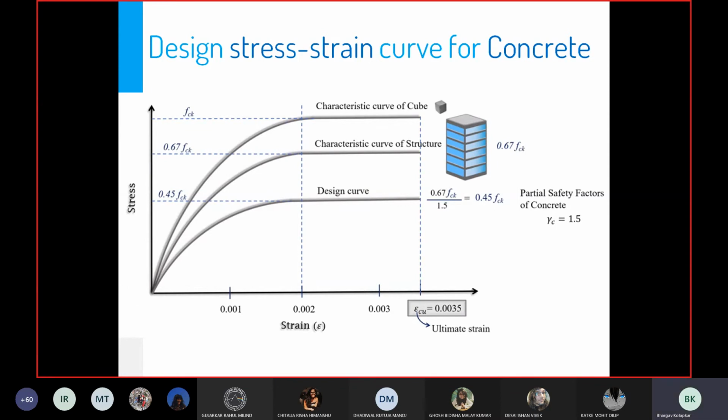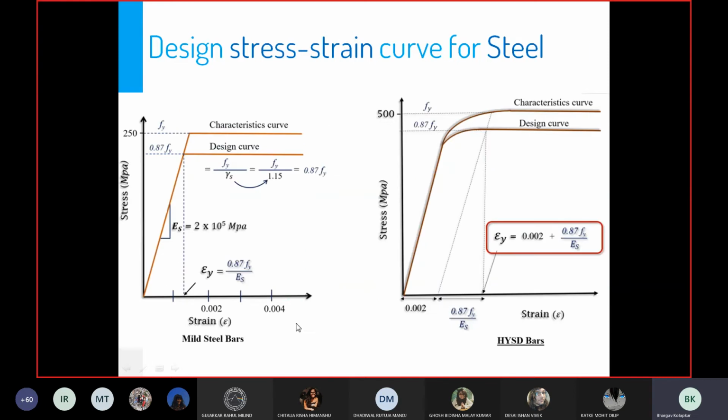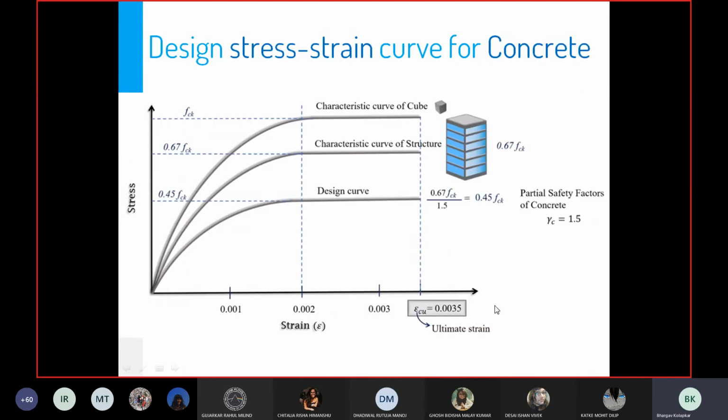Now the US code, for example, considers this as a straight line and a rectangle. It does not consider this as a parabola. It just considers this as linear and then a rectangular curve. So it depends on the code. We simplify it because practically it is not possible to generate a unique curve for every concrete that you produce. Therefore, there has to be some simplification. So this is the parabola rectangle curve. It is parabolic up to a strain value of 0.002 and then it is linear.